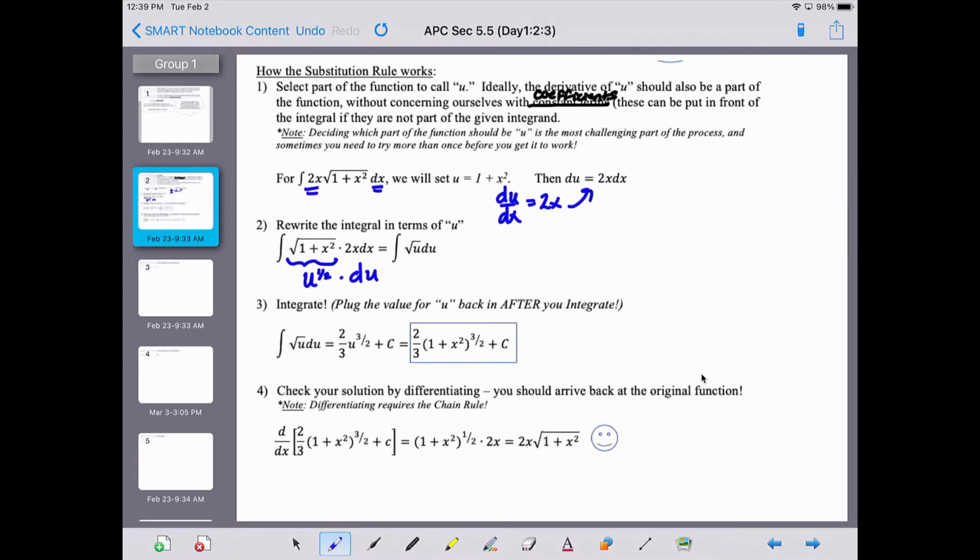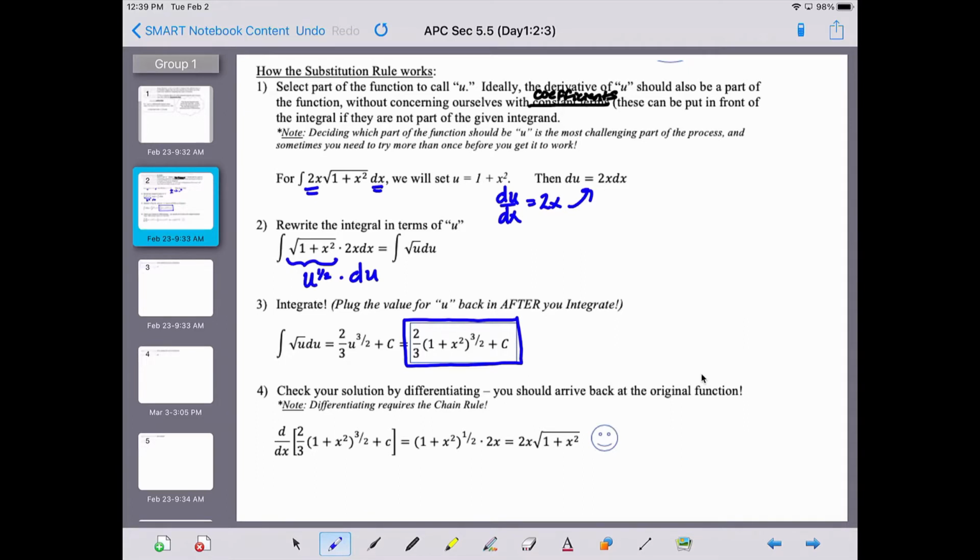And then after we do the integration, we would plug our u back in. And again, our u is 1 plus x squared. So our final answer there is in this blue box, 2/3 times 1 plus x squared quantity to the 3/2 power plus c. And of course, you can always check your solution by differentiating. And if you do that, you should arrive back at your original function.